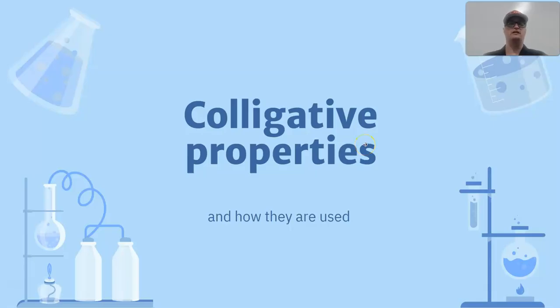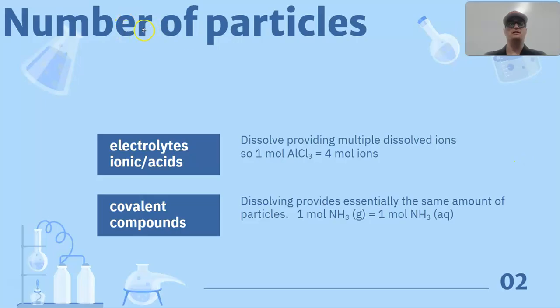Next, we have what's called colligative properties and how they're used. So sometimes they depend upon the number of particles when we're talking about vapor pressure. The more particles create more attractions possible. Also consider if the number of particles dissolved are equal, things that have a higher charge would have more attractions. So things that are electrolytes, which are ionic compounds or acids, have multiple ions when dissolving. So you might have 1 mole of aluminum chloride, but that's 4 moles of ions. Those are 4 largely attracted particles.